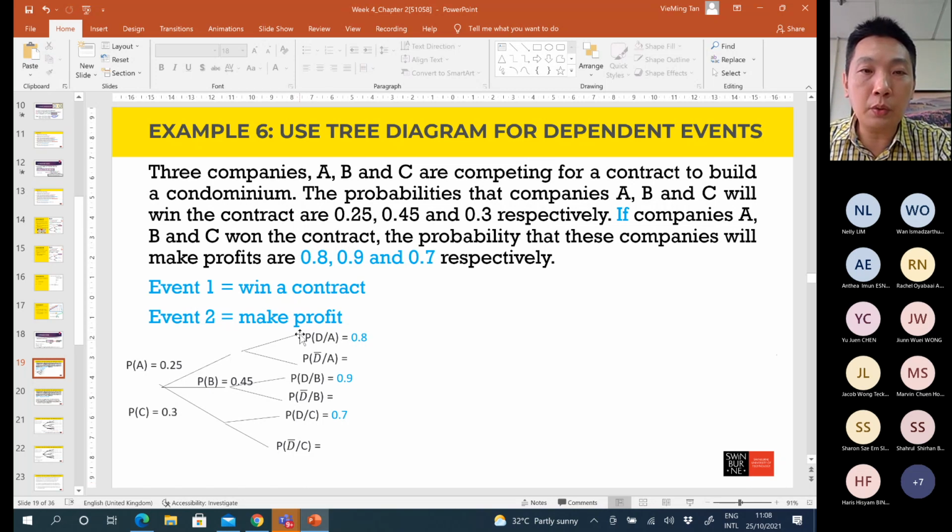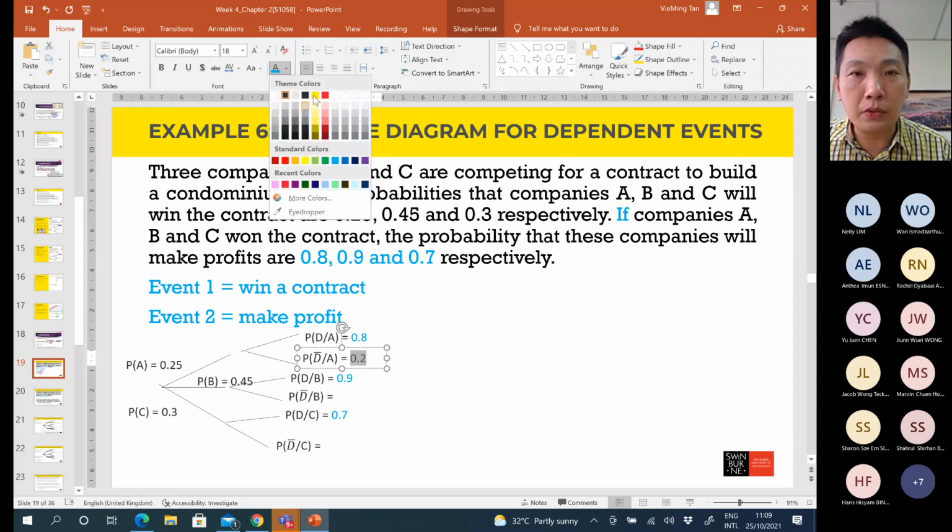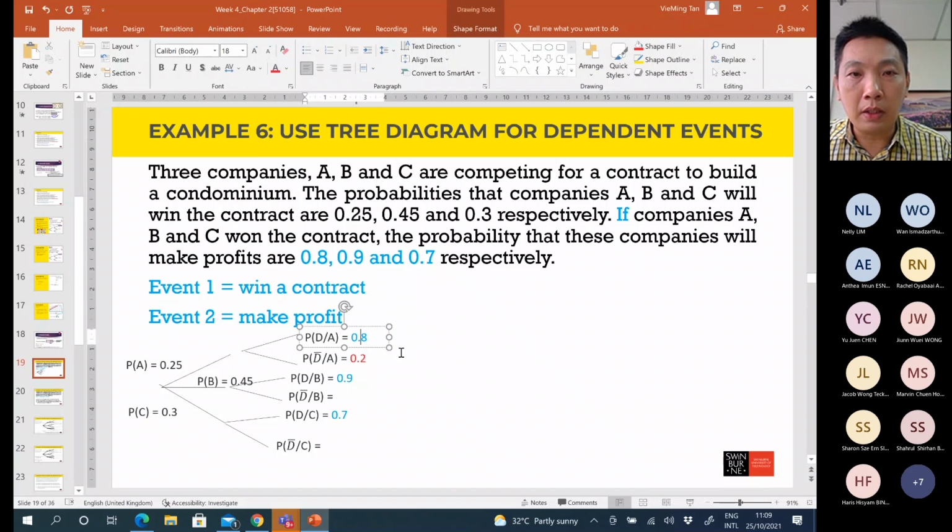Okay, because we know that these 2 branches are from the same point, right? From this point. So as a result, the total probability value of this branch and this branch must always equal to 1. Okay, so if this one is equal to 0.8, then this branch must equal to 1 minus 0.8. So you get 0.2. Okay, 1 minus 0.8, you get 0.2.